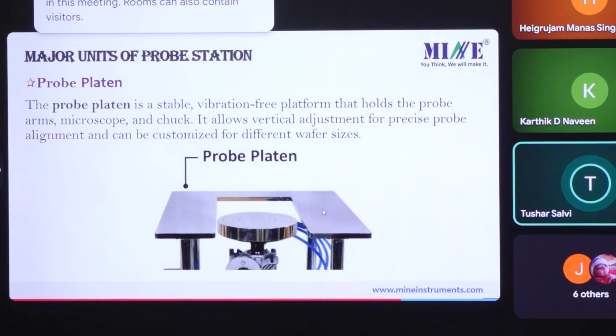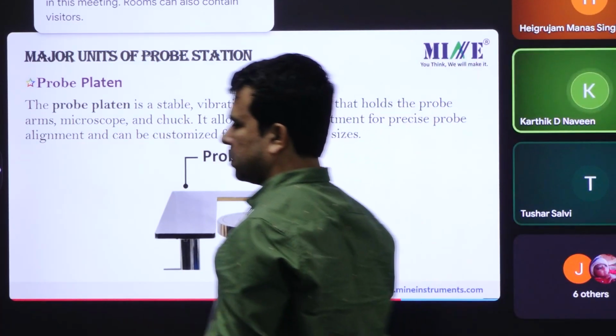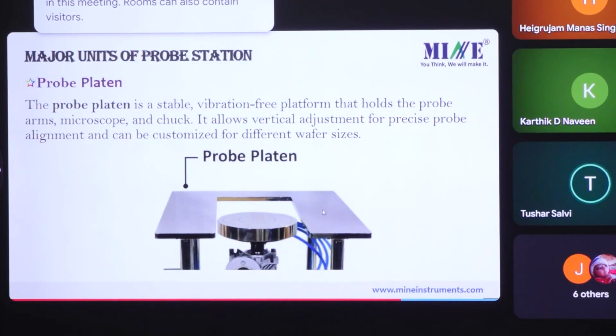Sir, are you from material science or other departments? Yes, material science. Okay.